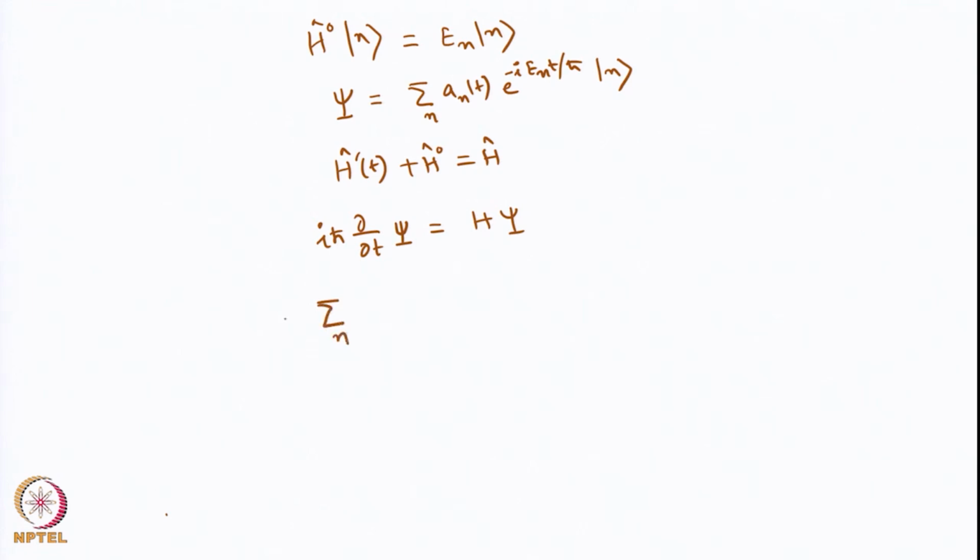Now we use this to get, after some rearrangement and algebra, the equation: sum over n of i h bar c n dot of t e to the power of minus i E n t by h bar times psi n equals sum over n, sorry, a n, we call it a n of t, not c n of t, a n of t e to the power of minus i E n t by h bar H prime of t acting on psi n.